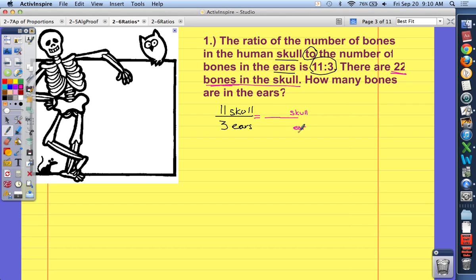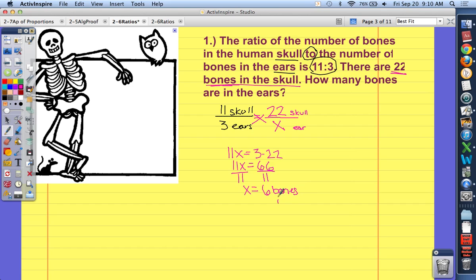There are 22 bones in the skull. I want to know how many bones are in the ears. This is my unknown, so I can put an X. Now, how do you solve a proportion? A lot of you probably are going to tell me cross multiplying. You may even have done it already. Cross multiply, and you have 11 times x equals 3 times 22. So you have 11x is equal to 66, and you divide by 11, and you get 6. Put a label in there. What am I talking about? I'm talking about 6 bones in the ear.